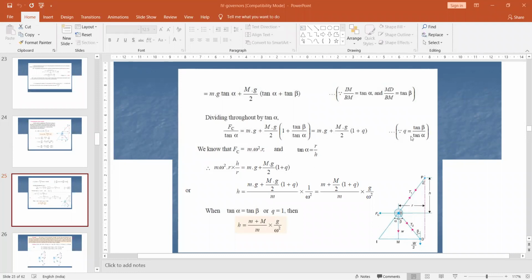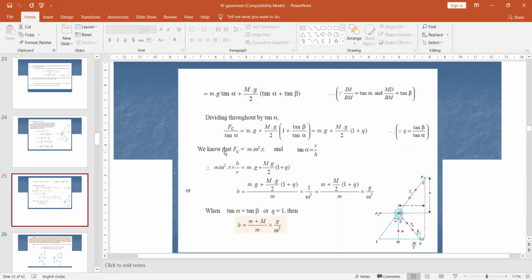You already know that in an earlier one you have written that term, q equals tan beta by tan alpha. So we simply substitute tan beta by tan alpha equals q.